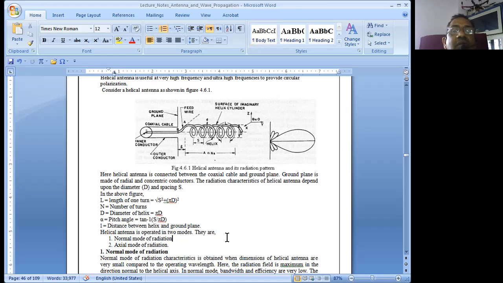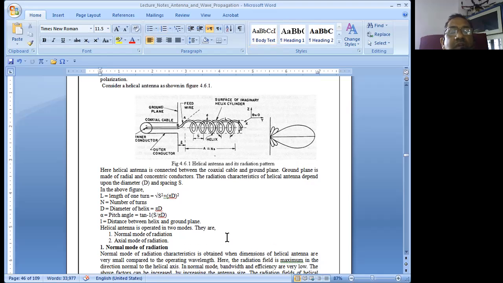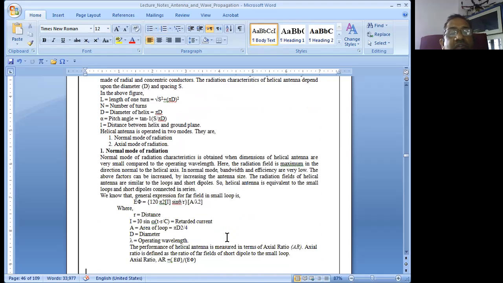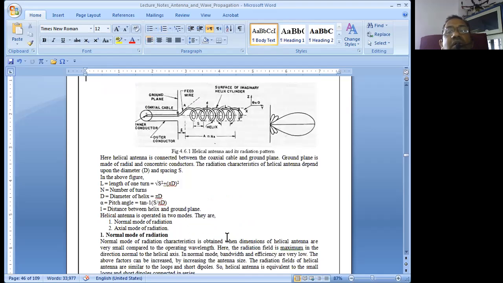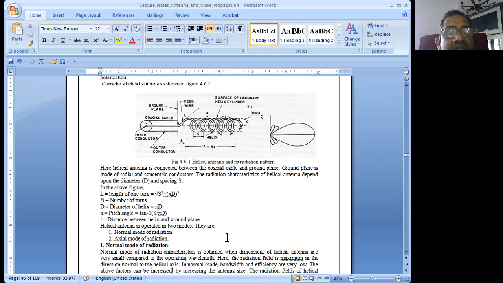So using this loop antenna, this helical antenna, we normally transmit the signal to the far field without much loss of the signal. So the efficiency of the helical antenna is going to be more in comparison with the efficiency of the loop antennas.